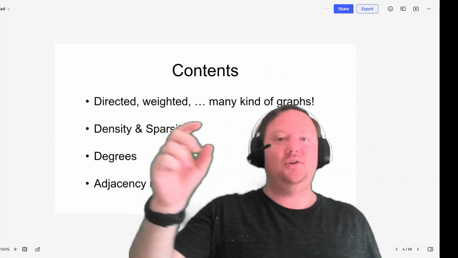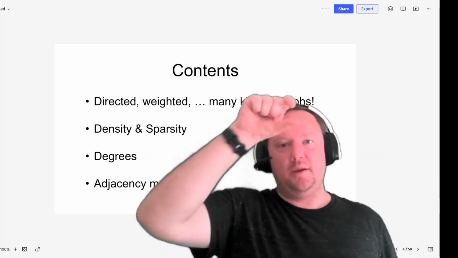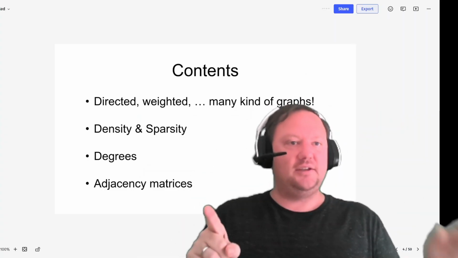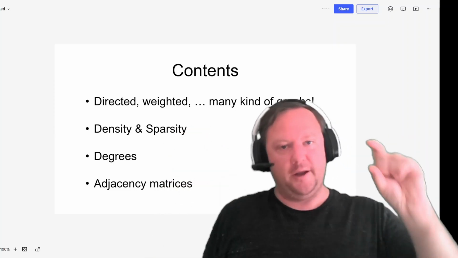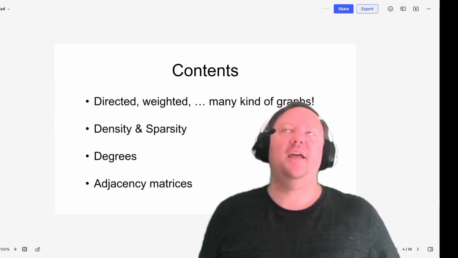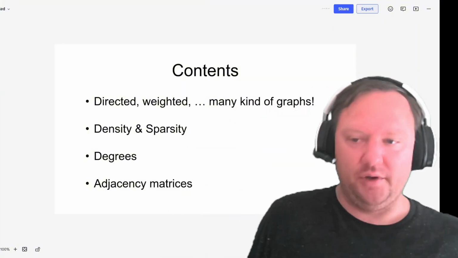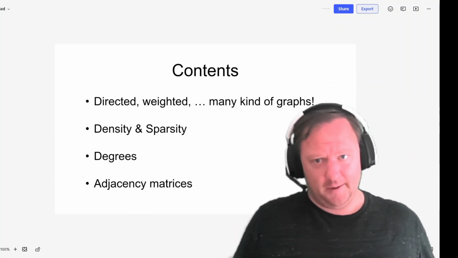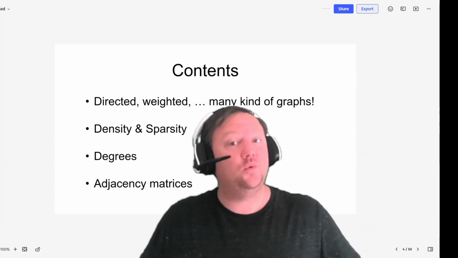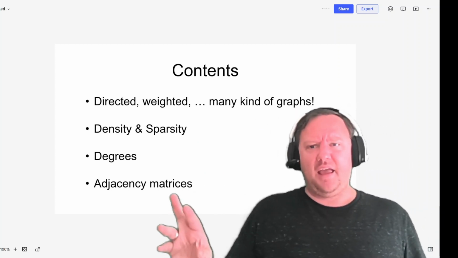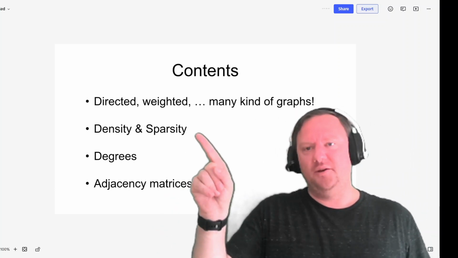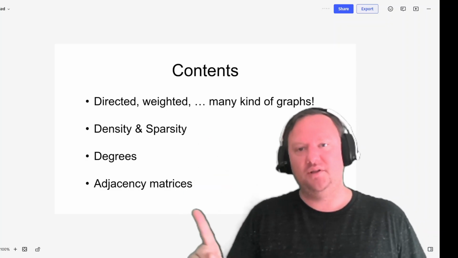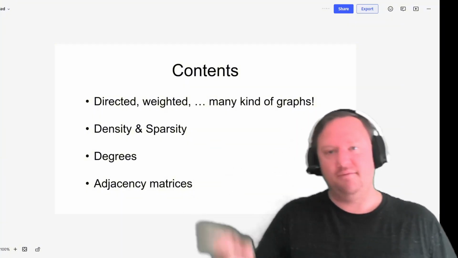So if 1 connects to 2, then you go to row 1, column 2, and put a 1 inside the matrix. If 2 connects to 3, then you go to row 2, column 3, and put a 1 there. Everywhere that there's an edge, you put a 1. Everywhere there is not an edge, you put a 0, and that's called an adjacency matrix. Again, I hope we'll see this in more detail in a minute. But it's a question of how you represent a graph. And this interacts with the idea of density and sparsity, because if you have a dense matrix, then you're going to have a dense graph and vice versa.